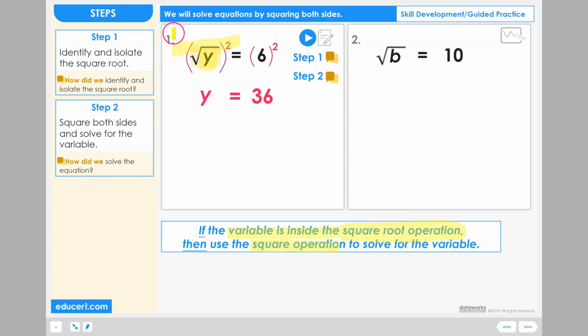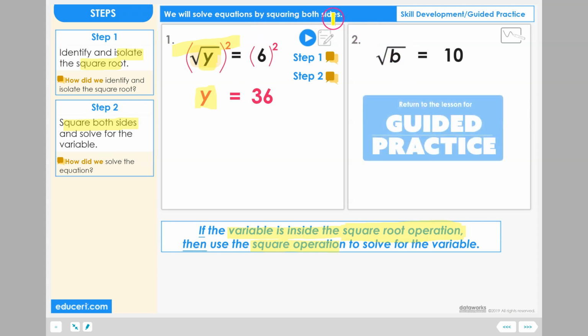To solve equation number 1, after we made sure that our square root was isolated on one side, we then squared both sides, knowing that the square root would release the expression within the square root, and squaring the other side to keep the equation balanced, and we ended up with y equals 36. You are now ready to solve equation number 2 by squaring both sides.